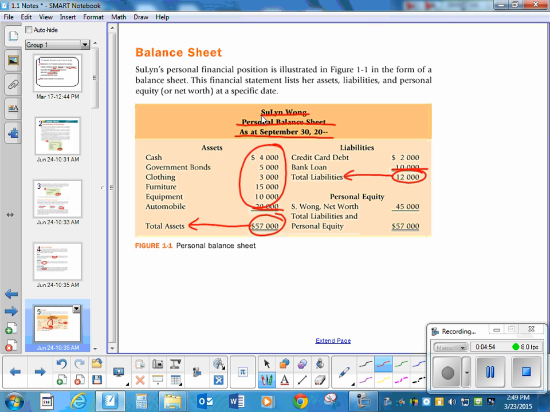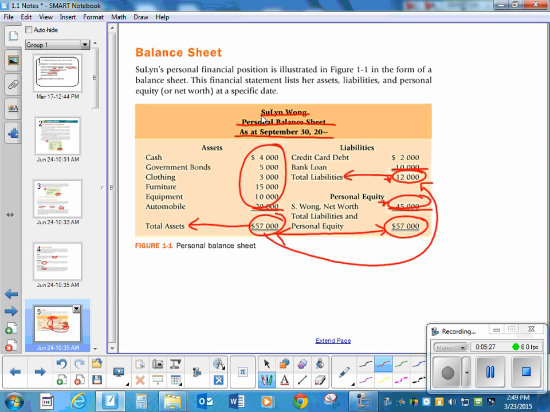The third and final section of a balance sheet is your personal equity. And to find your personal equity, you take your $57,000 and you subtract your $12,000. That's how you come up with the $45,000. This single underline here indicates that you are adding the $12,000 and the $45,000 to come up with the $57,000. The left side and the right side of your balance sheet must equal. If they don't, you know you've made a mistake somewhere and you have to go back to find where you've made that mistake.